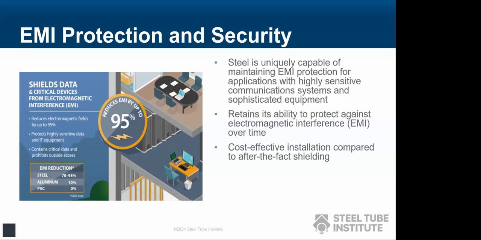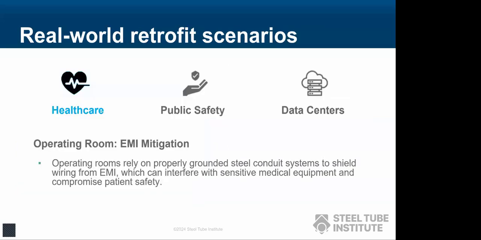The Steel Tube Institute has done extensive research with experts at Georgia Tech, showing the EMI mitigation being 99+% on steel conduit, where other materials, it's somewhere in the 50 and 60% with MC cable, and negligible, of course, with plastic or fiberglass. This shielding capability ensures continuous and reliable operation in environments that are highly dependent on technological systems.